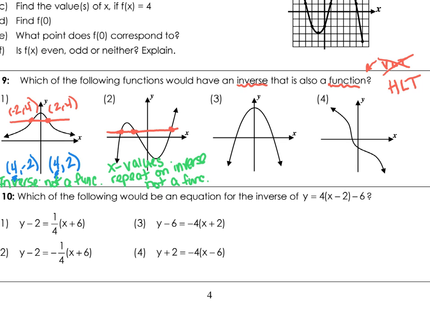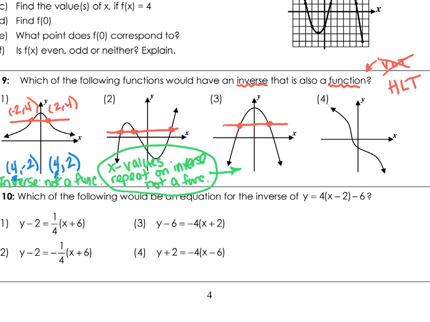Next one, again, same thing's going to happen. You're going to have y values that repeat. And so when you flip them around, then the x values will repeat. The inverse of this graph will not be a function.